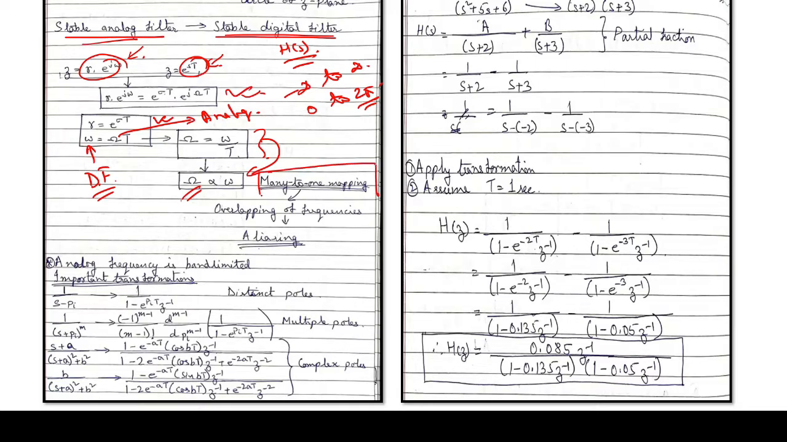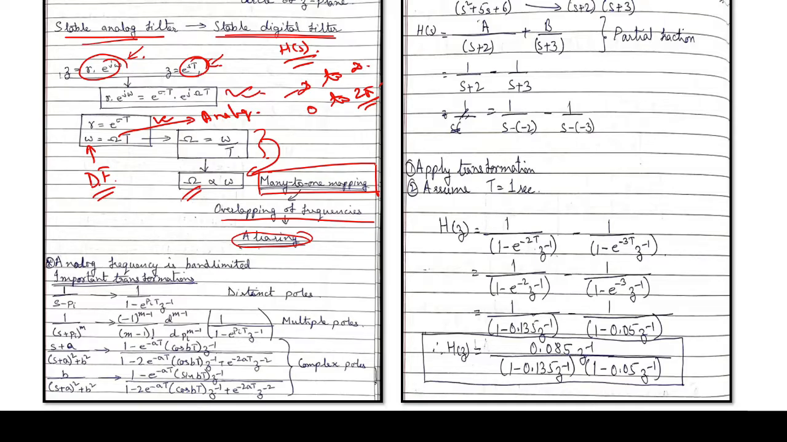The frequency components get overlapped onto the previously present frequency components, and hence one of the major disadvantages of the impulse invariant method is the many to one mapping. Due to this many to one mapping, we will have overlapping of the frequencies, which will ultimately lead to aliasing.